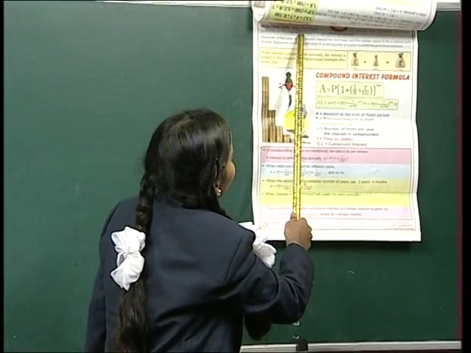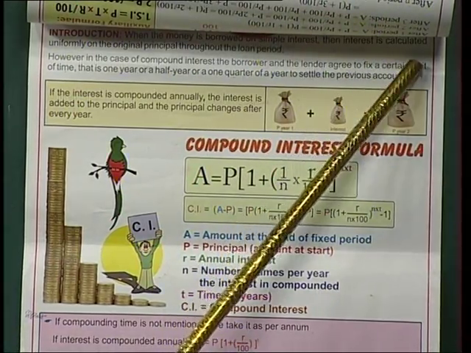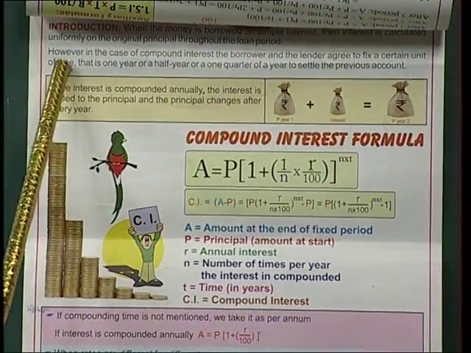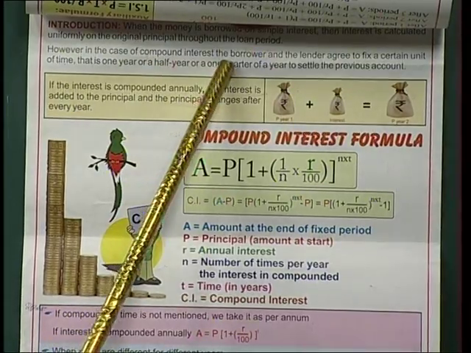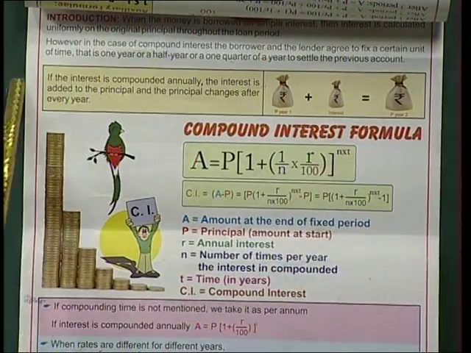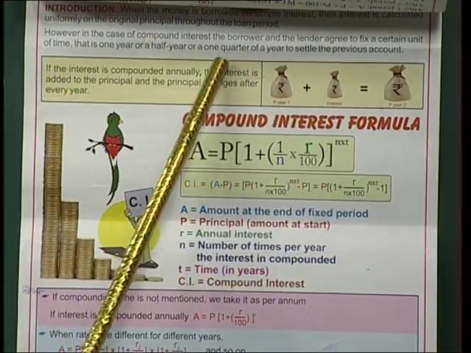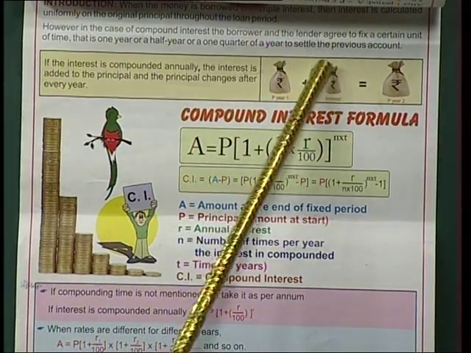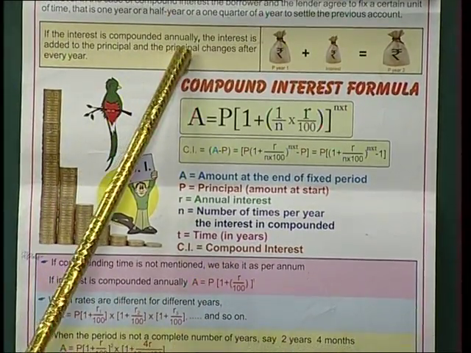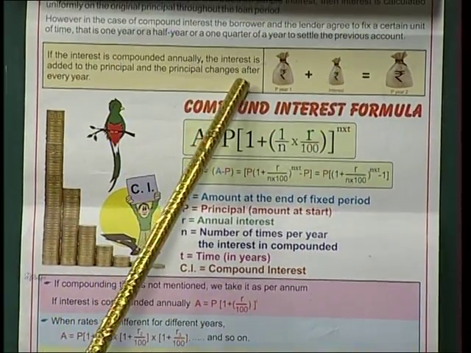Compound interest. When money is borrowed on simple interest, interest is calculated uniformly on the original principal throughout the loan period. However, in the case of compound interest, the borrower and the lender agree to fix a certain unit of time, that is 1 year, half a year, or 1 quarter of a year, to settle the previous account. If the interest is compounded annually, the interest is added to the principal and the principal changes after every year.